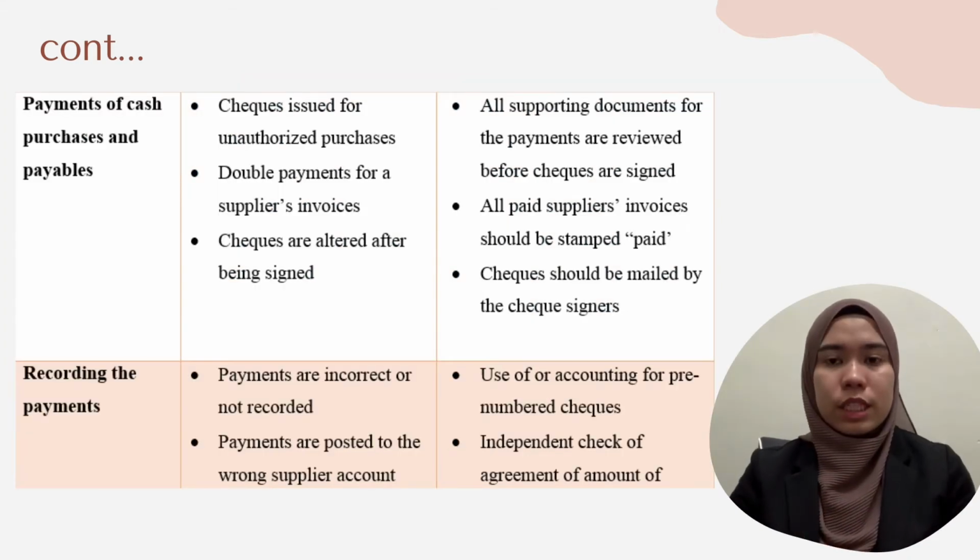The next function is payment of cash purchases and payables. The potential misstatements are checks issued for unauthorized purchases, double payment of supplier invoices, and checks altered after being signed. The control procedures are that all supporting documents for the payment are reviewed before checks are signed. All paid supplier invoices should be stamped paid, and checks should be mailed by the check signer.